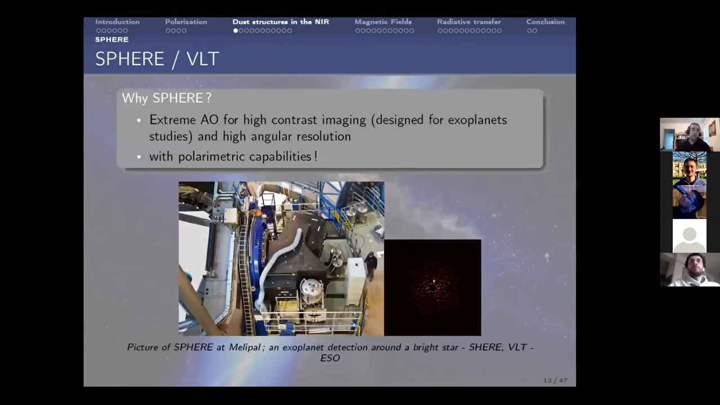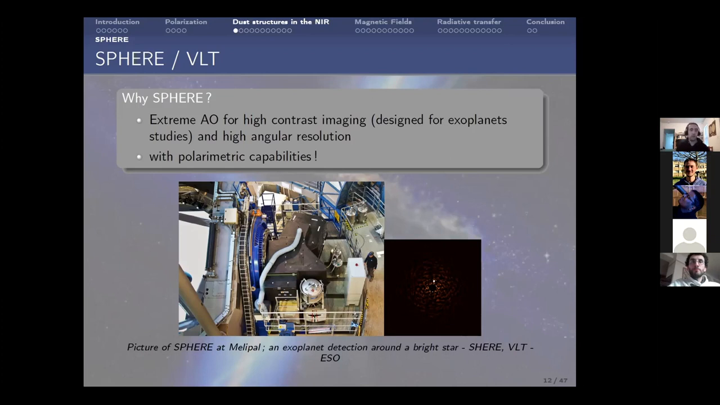So now, why did we use SPHERE to observe this AGN? SPHERE, as you may know, because I know a major part of the team is also working on, well, I don't know if you're working on SPHERE or on SPHERE upgrade or on other instruments now, but I know the SPHERE instrument has been developed in large part by the MontAGN team.